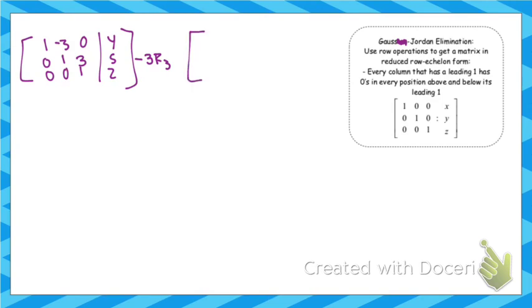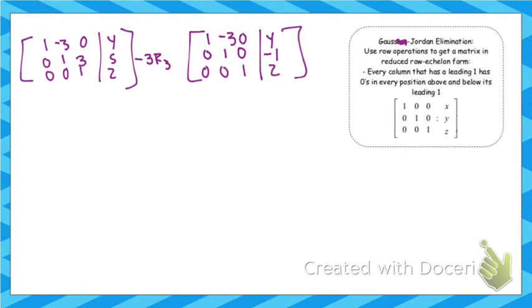So that's going to give me 1, negative 3, 0, 4, 0 minus 0, 1 minus 0, 3 minus 3 is 0, 5 minus 3 is negative 1. Then that bottom row did not change.